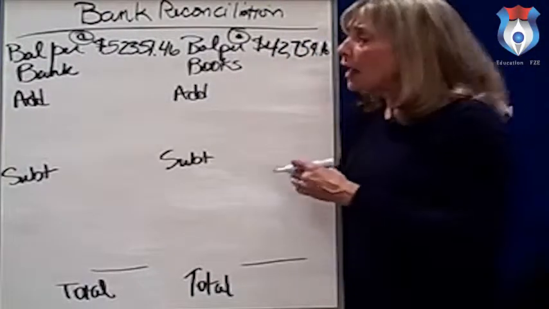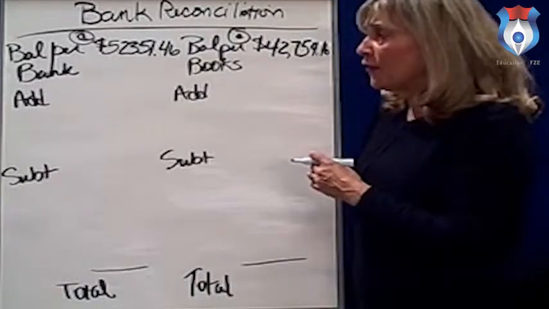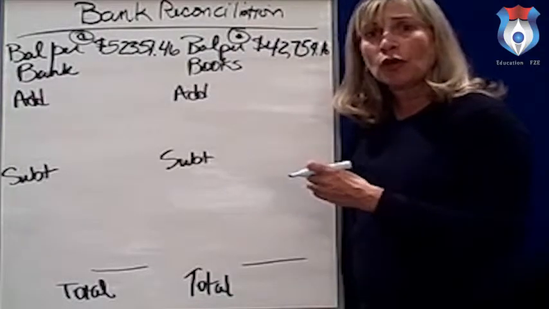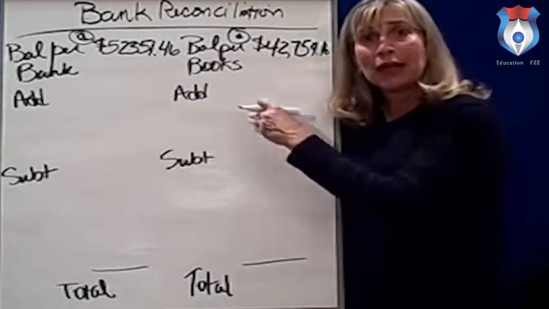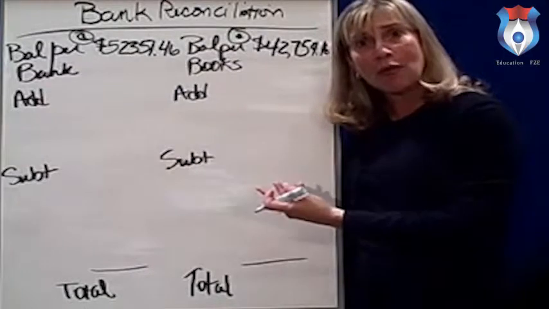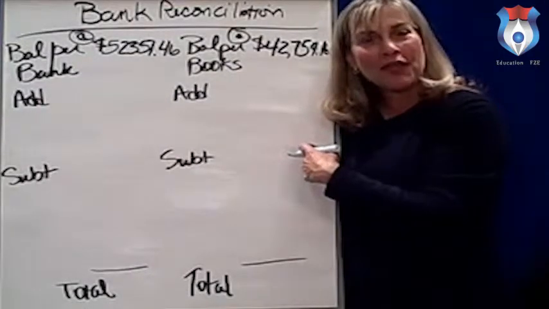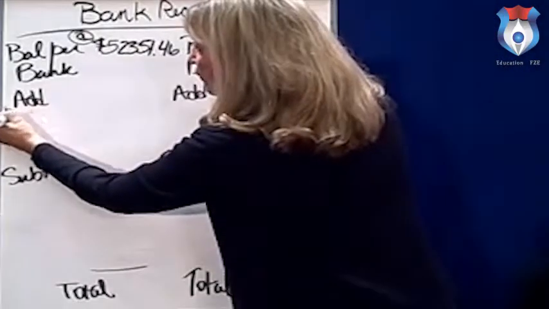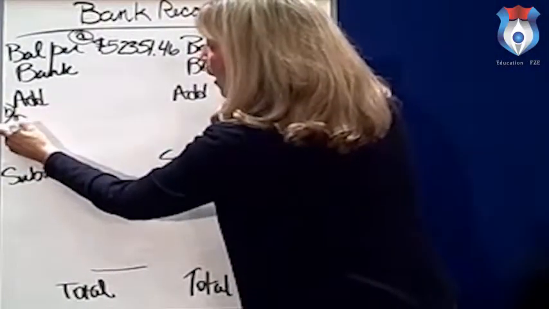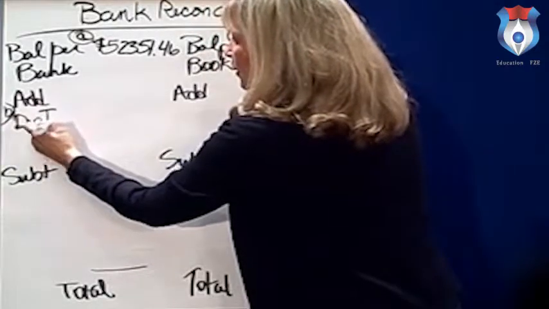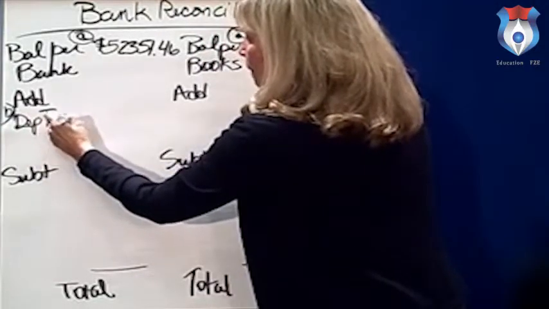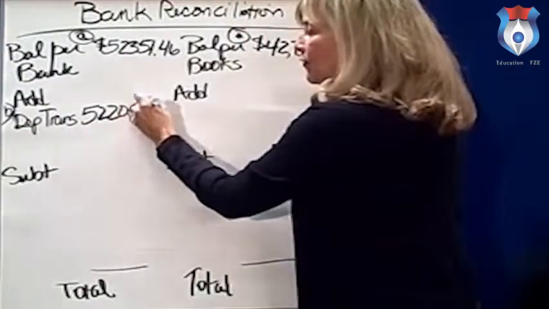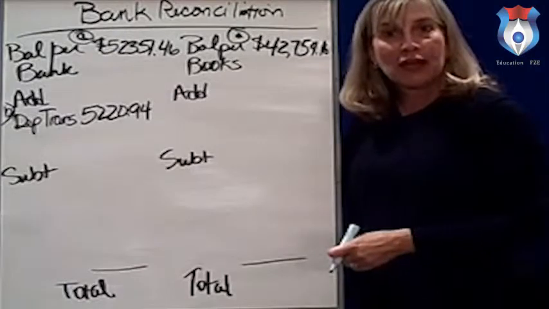No. In part B, it says that you have a deposit in transit. In other words, you made a deposit, but it got into the bank after hours. So in other words, you know about that deposit, but the bank doesn't. So we need to add that. So the B, we're going to add our deposit in transit, and that's $5,220.94. So we're going to add it to the bank statement.